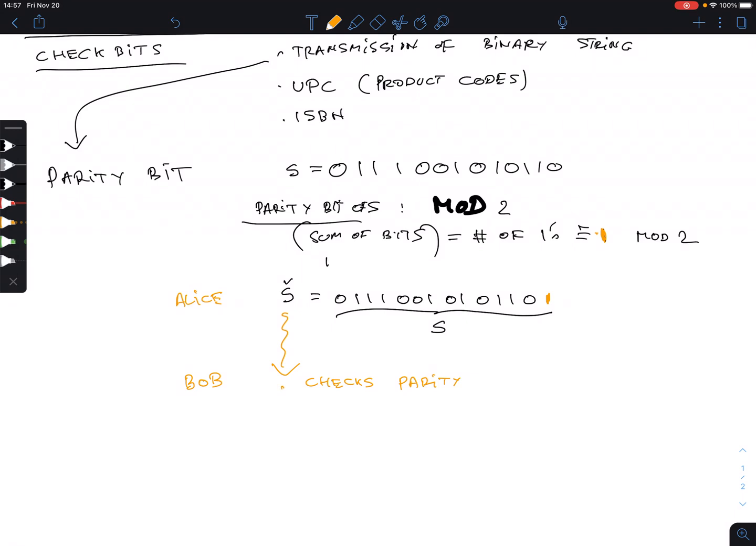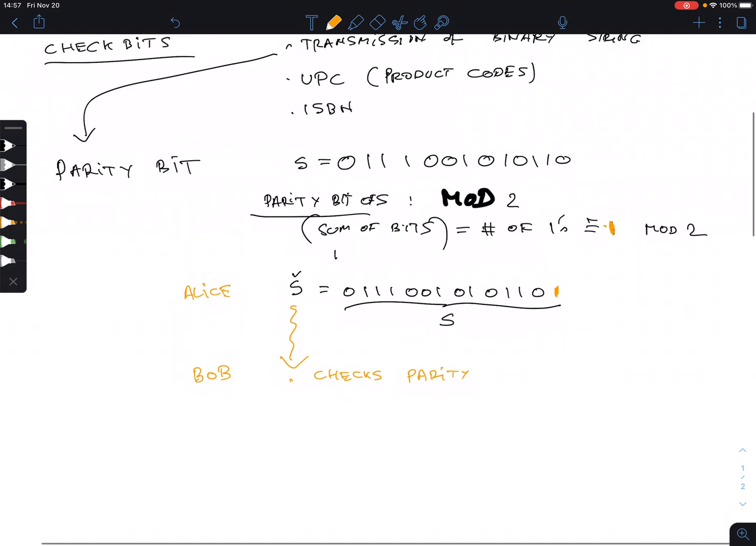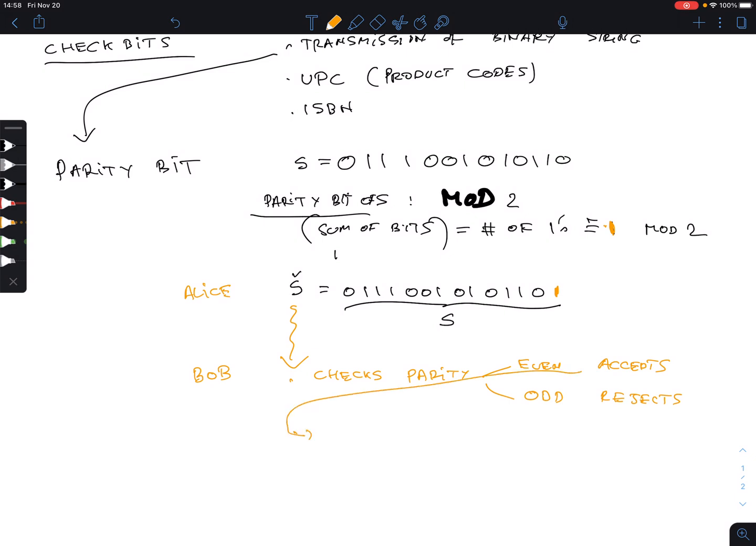And if the parity is even, if there is an even number of ones, he accepts it. But if it's odd, he rejects it. He says, okay, something has gone wrong because I get an odd number, and it should have been an even number. But if he accepts it, he has to decode it, and the next step is that he removes the last bit.